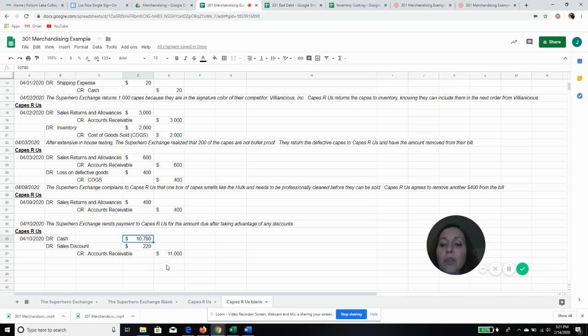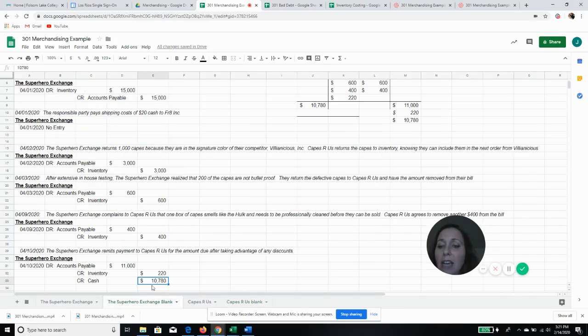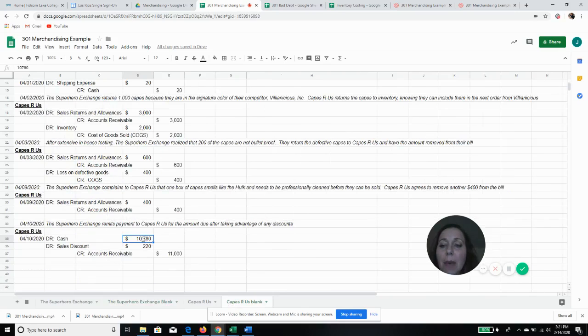So always make sure when you're doing both sides of the transaction for the buyer and the seller that the amount of cash that the buyer credits is the exact same as the amount of cash that the seller debits. All right, a couple quick tips for checking your work, and I'm going to leave you to it.